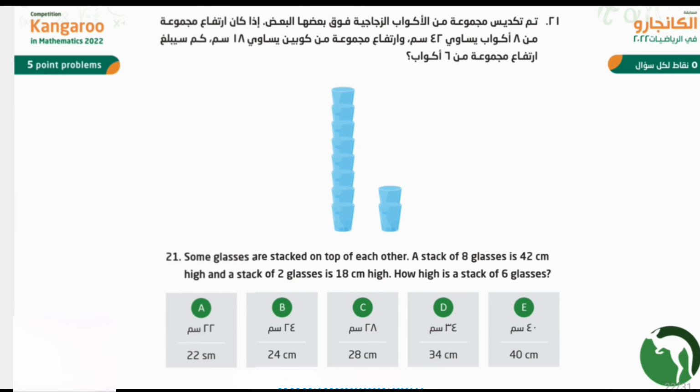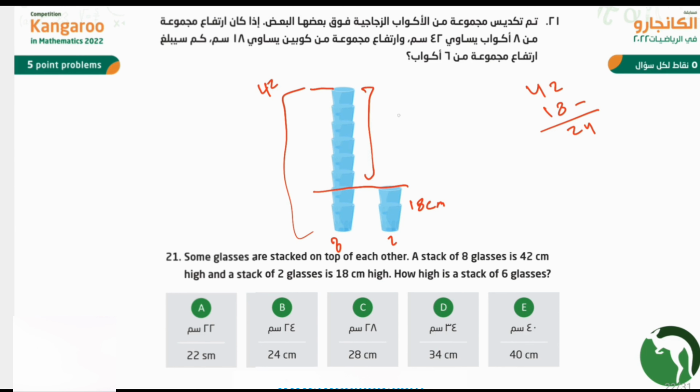Okay, at first here we have this one is 18 centimeters. And until here, the entire height is 42. Now here we have 8 glasses and here we have 2 glasses. So now if we subtract 18 from 42, we will obtain 24. And this 24 is the height of this part here.